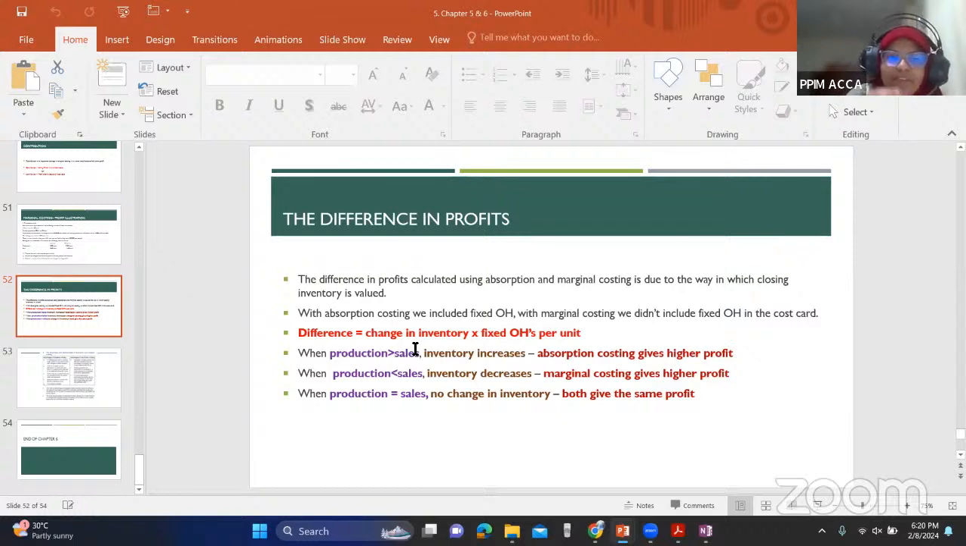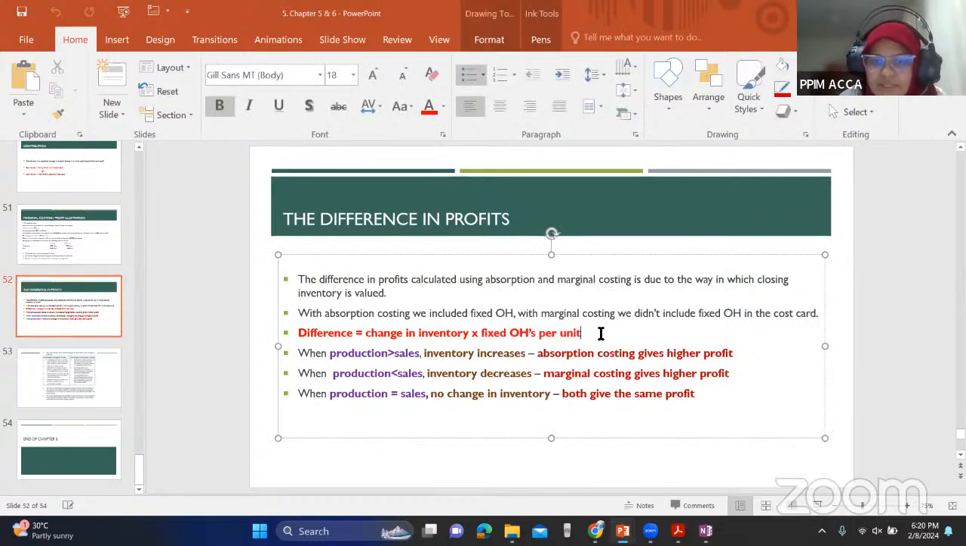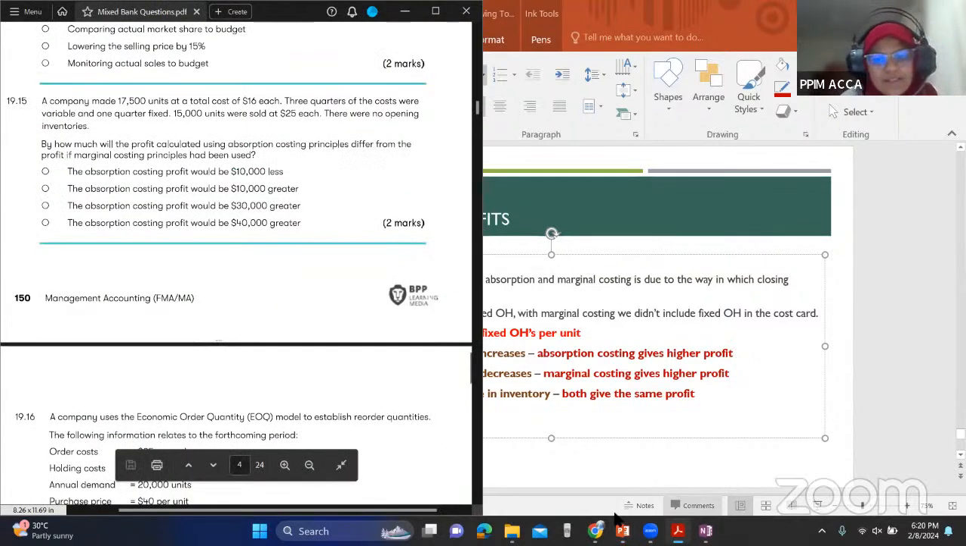So if we have to get the difference between absorption and marginal, then get the change in inventory and multiply it with the fixed overheads per unit, because in absorption costing, we included these fixed overheads per unit. In marginal, we didn't. So if we want to get the difference, take the change in inventory and multiply it with the fixed overheads per unit. Okay, so let's do that. The change in inventory into fixed overheads per unit in this question.